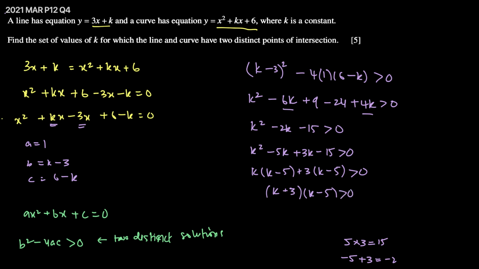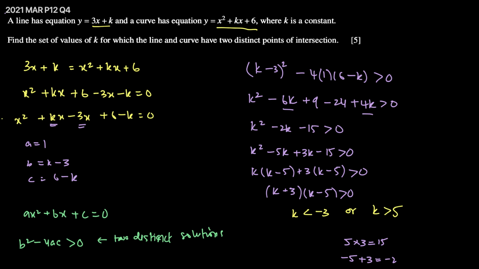Now, which values of k satisfy this inequality? If we plug in k less than minus 3, we get this as a negative value and this as a negative value. Negative times negative is positive. So we know for a fact that k must be either less than negative 3, or k is greater than 5. If we plug in any value of k greater than 5, we get a value that's greater than 0. So what we have is a set of values of k where k is less than minus 3 or k is greater than 5.